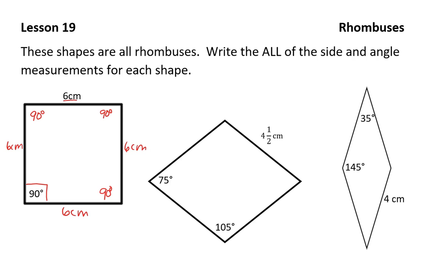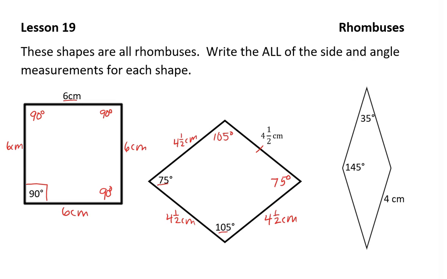The next shape is not a square because it doesn't have right angles, but again we discovered that opposite angles on a rhombus are congruent. So if this angle is 75 degrees, I know that opposite it would be a 75-degree angle. This bottom angle is 105 degrees. That means the top angle is also 105 degrees. If one side is 4.5 centimeters, that tells me that all 4 sides are 4.5 centimeters because that's what makes a rhombus.